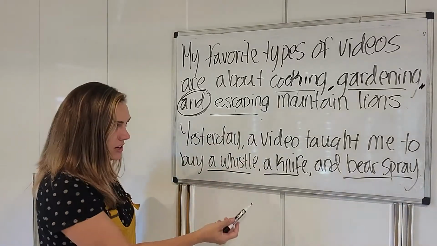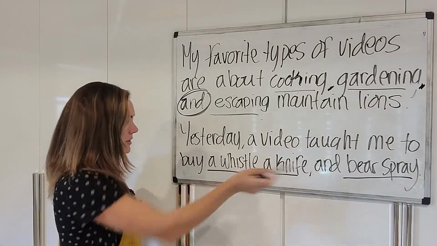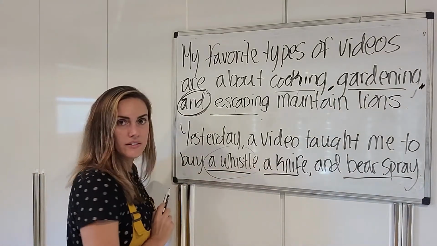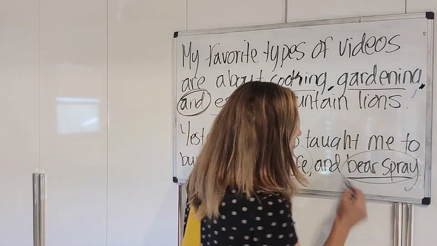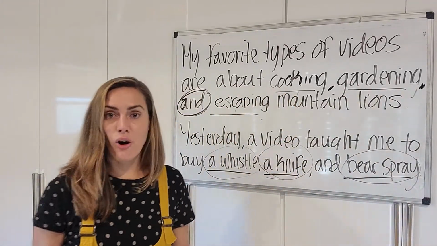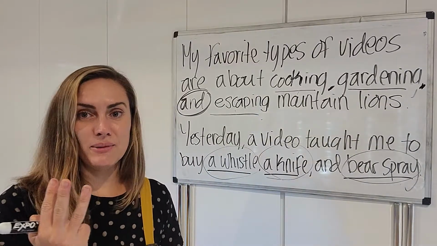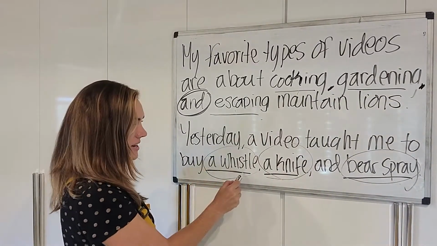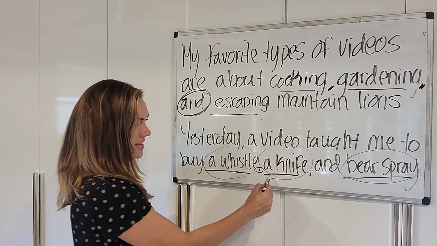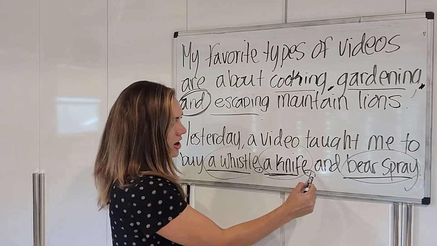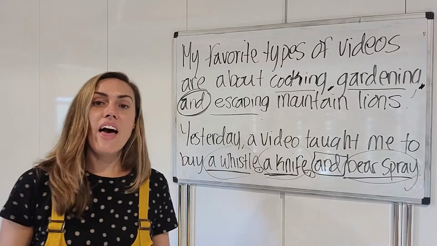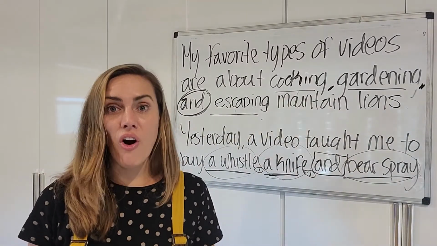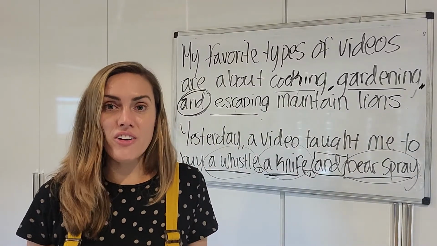Okay, so here, a video taught me to buy a whistle, noun, a knife, noun, and bear spray, noun. They're all parallel and it's 3 items. So I have the first item and a comma, the second item and a comma, then the connecting word "and" the last item, and they're all parallel. They're all nouns. They are all the same form.